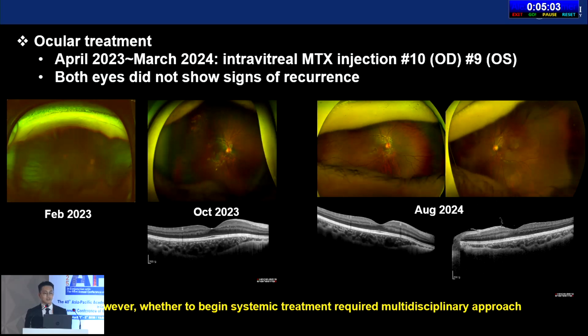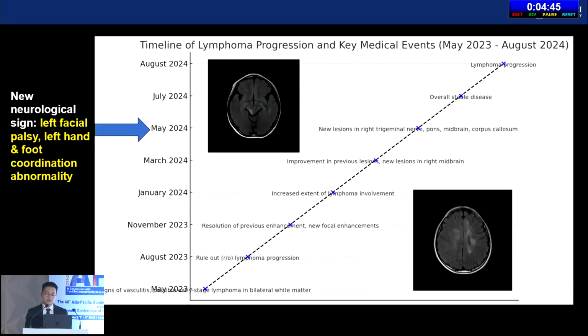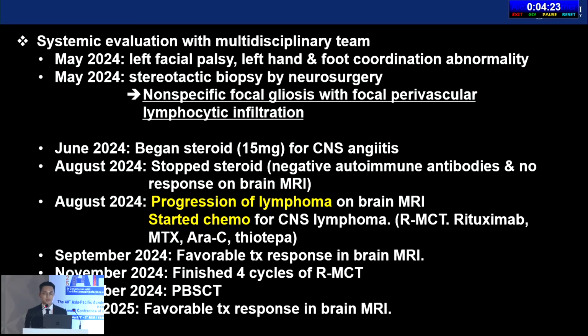Over the course of a year, she had undergone 10 methotrexate injections in the right eye and 9 injections in the left. Both eyes did not show signs of recurrence. However, whether to begin systemic treatment required a multidisciplinary approach. From May 2023, her MRI showed progression and regression of her lesions in the brain. By May 2024, she had developed new neurological signs, which were left facial palsy and left hand and foot coordination abnormality. That's when pediatricians began referring her to neurosurgeons, and they did a brain biopsy.